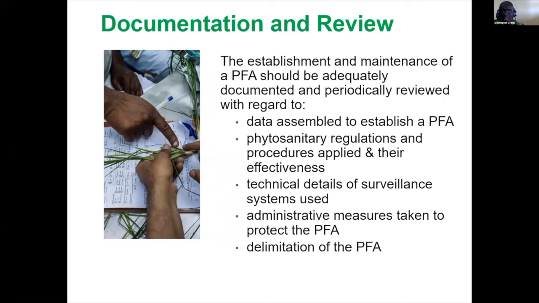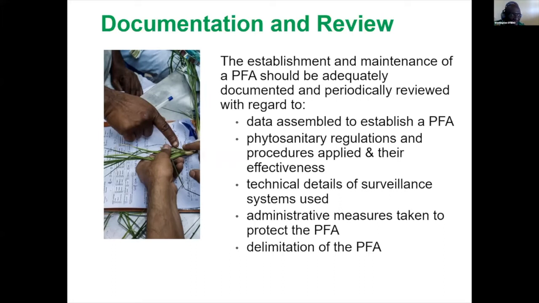The establishment and maintenance of pest-free areas should be adequately documented and periodically reviewed in terms of data, in terms of regulations. If they are not effective, and procedures, you need to change. So if you apply a method, you need to focus on what its outcome was. The technical details of surveillance systems used are critical. There are administrative measures taken to protect the PFA.